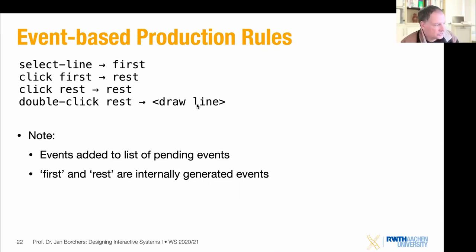Now, of course, what's interesting here is that while the user is busy drawing here, they could actually pick the select line tool again. And that would bring us back into the first state here, right? And we have to think about, that's where it gets interesting. What should happen if the user starts drawing a line and then clicks on the line selection tool again?